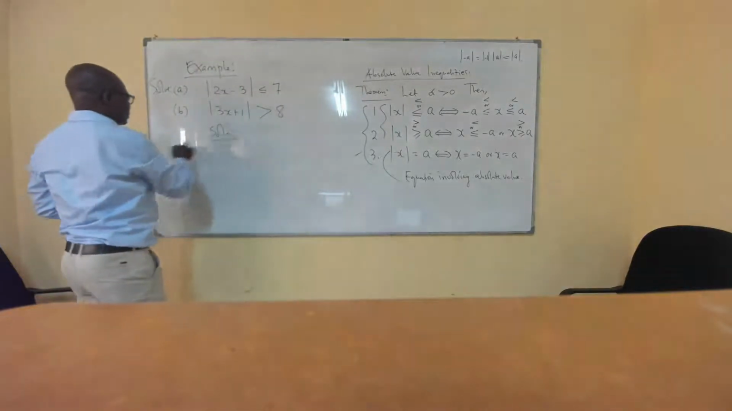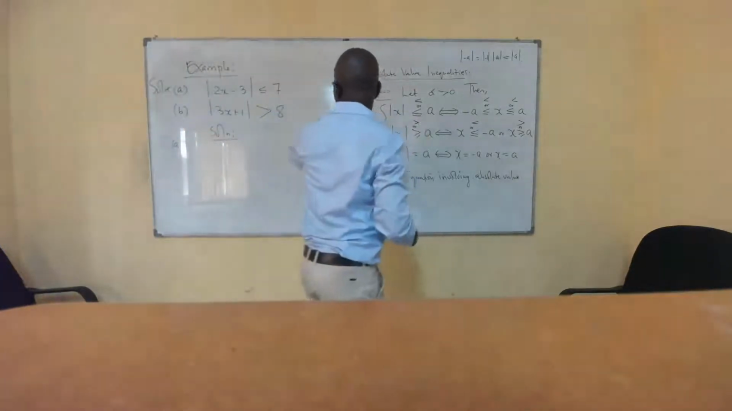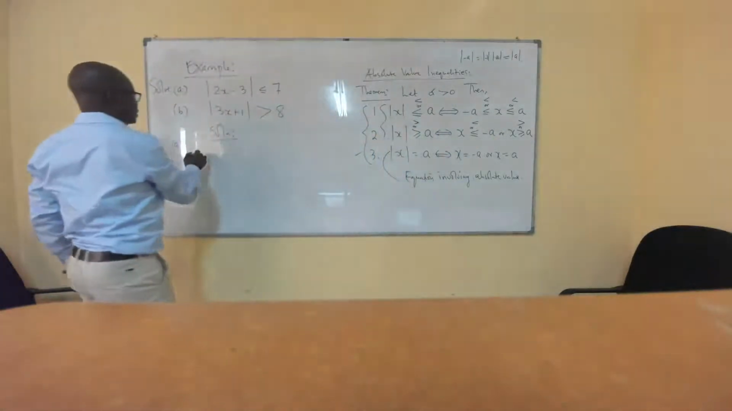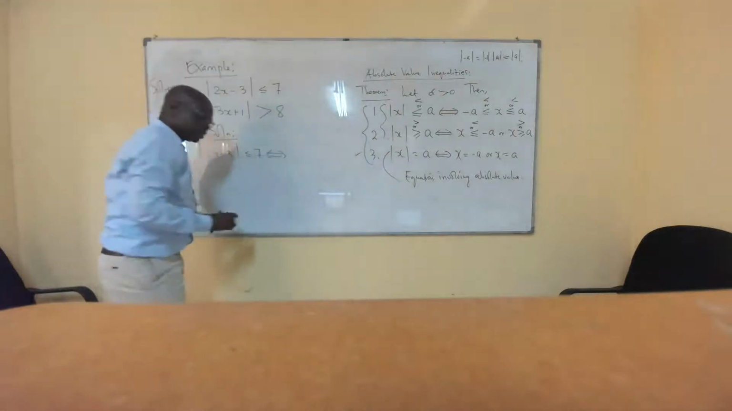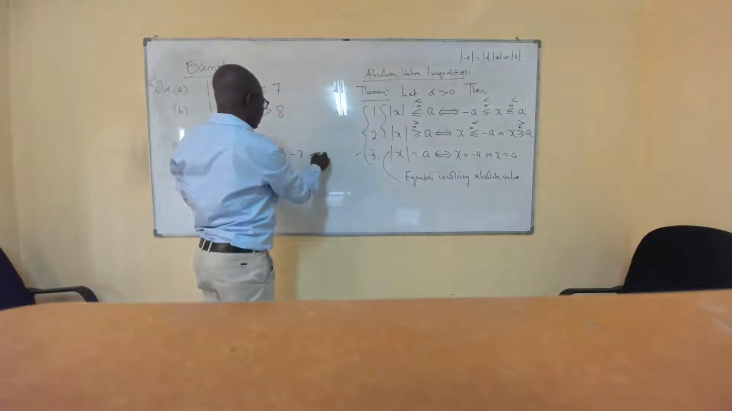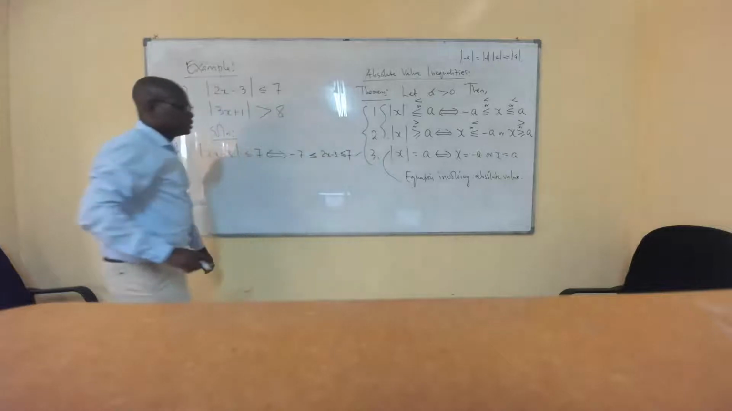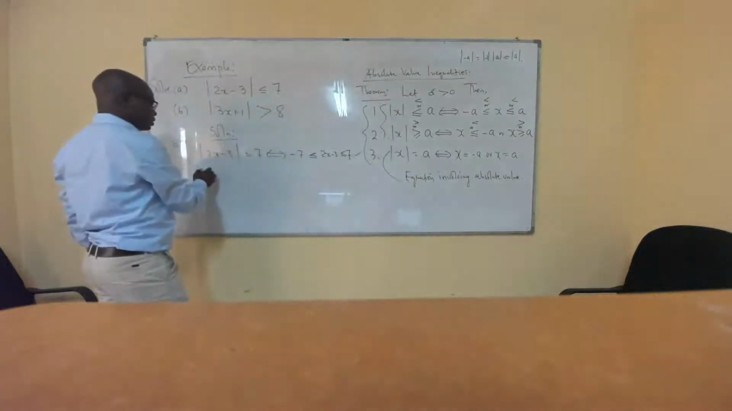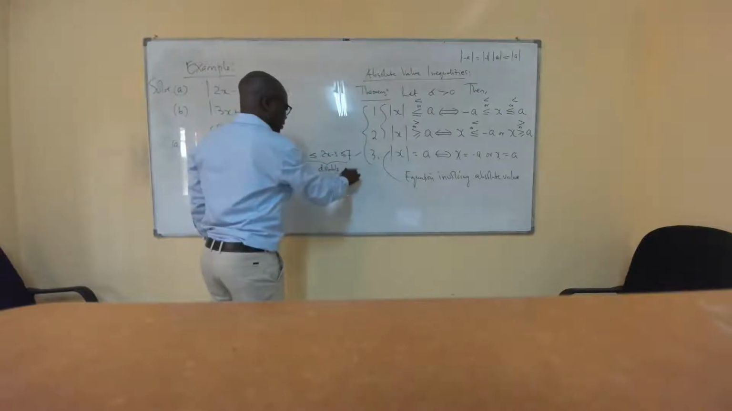So we'll start with A. Your A here is 7. You have 7 there, so you can write it like that. So the absolute value of 2x minus 3 is less than or equal to 7 is equivalent to the statement minus 7 is less than or equal to 2x minus 3, which is less than or equal to 7. And then this is a double inequality.